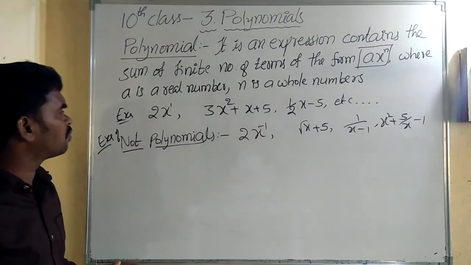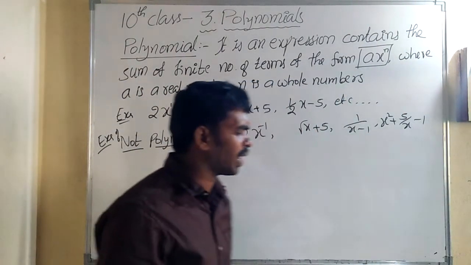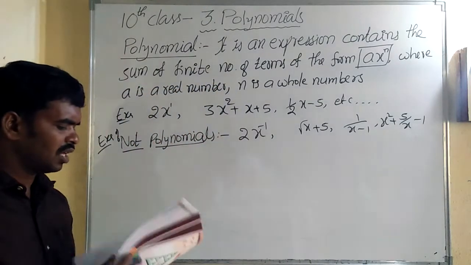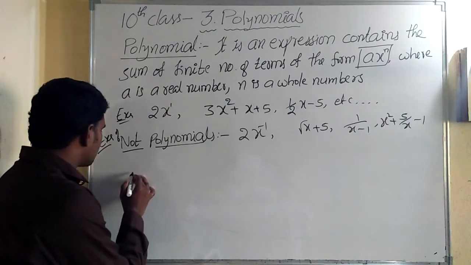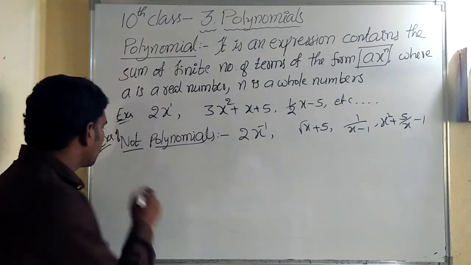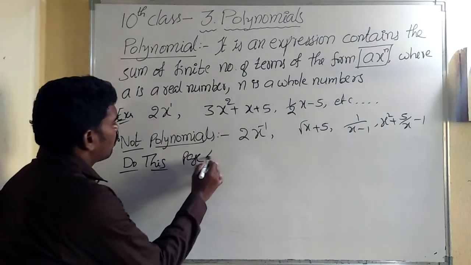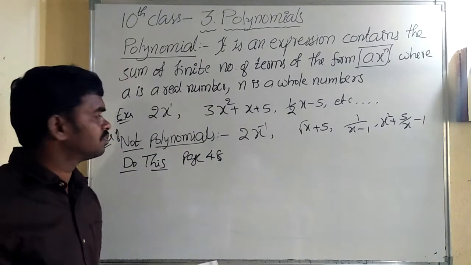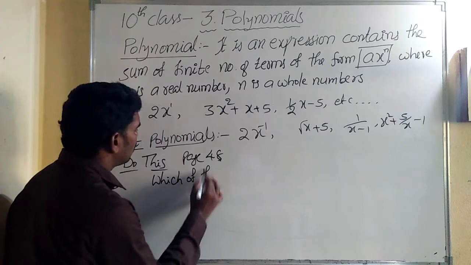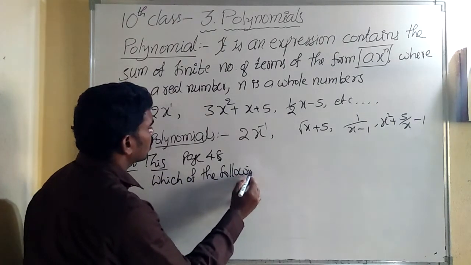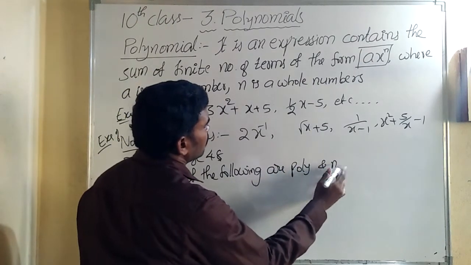If you want more examples of what are polynomials and what are not polynomials, let us see the textbook page number 48. Do this. Given some questions: state which of the following are polynomials and which are not polynomials. Page number 48 for your convenience in the textbook.